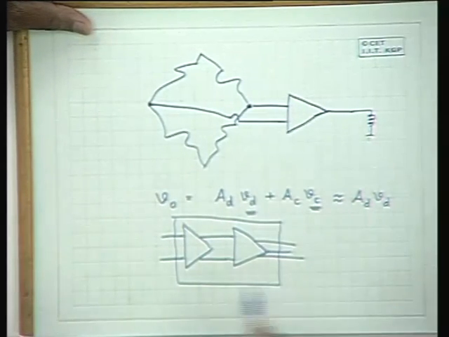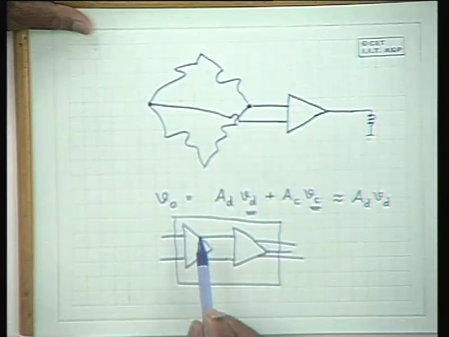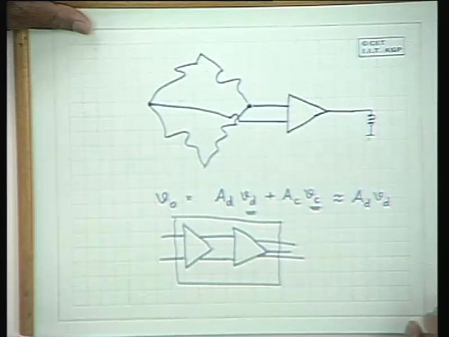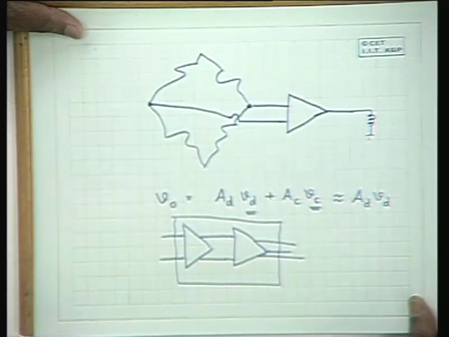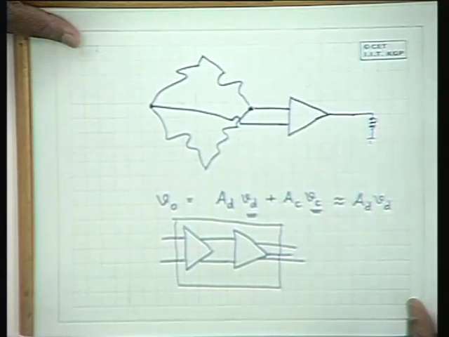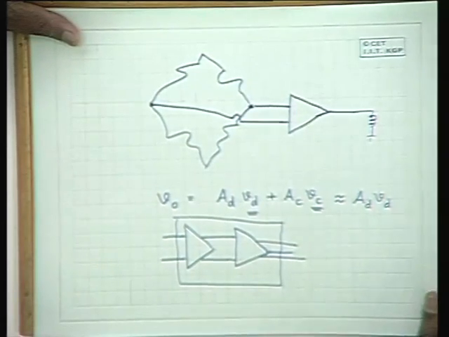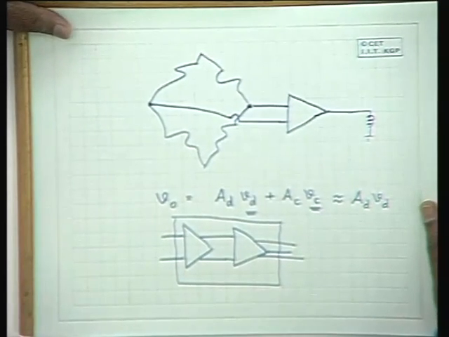Therefore, if the common mode rejection ratio is 10 to the power 4, you will now get a common mode rejection ratio of 10 to the power of 8. Certainly by cascading, you can reduce the common mode component and you can increase the common mode rejection ratio. Any other question?